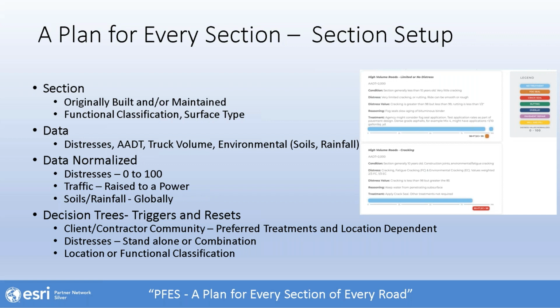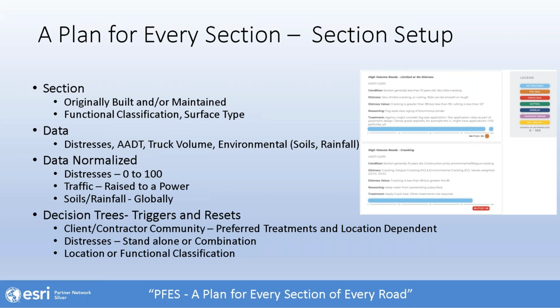So we work with the client and the contracting community, which is very important, to say, what are the treatments you're used to doing? What are you comfortable with doing? Where do you not want to do treatments? Many agencies don't want to do a chip seal in urban areas. Some do. Many agencies don't want to do a slurry seal in a wet, damp condition for construction reasons, but also for future stripping reasons. So the decision trees, what combination of distresses will trigger a treatment?